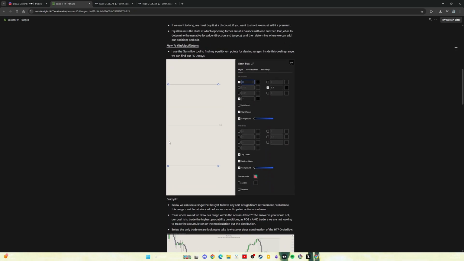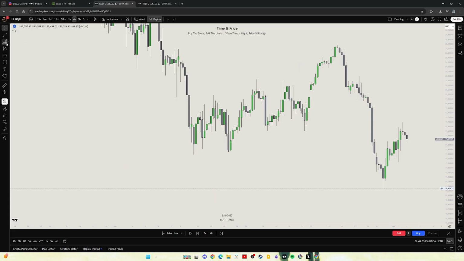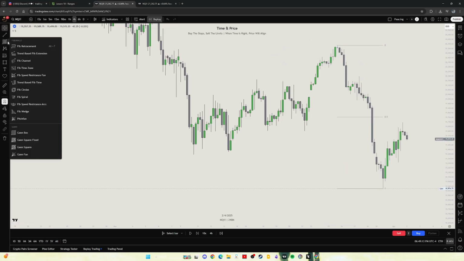So how are we going to draw out equilibrium? This is very, very basic, but I have to go over it. Personally, I use the Gambox tool on TradingView where I draw out equilibrium. As you can see right here, this is my range, which we're going to cover next. I use the Gambox tool within TradingView. You can find that underneath the Fibonacci. You can use Gambox down here.